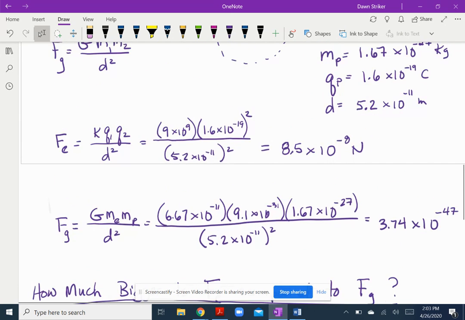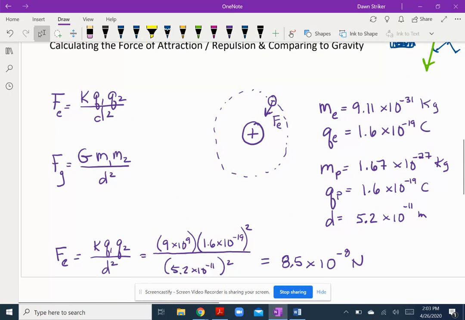So when I drew my picture up here, I only drew the electrostatic force. That doesn't mean there is no force of gravity. It just means it's so much smaller that I can pretty much ignore it. All right, so that's a little review of electrostatics. We're going to go on to electric current next.